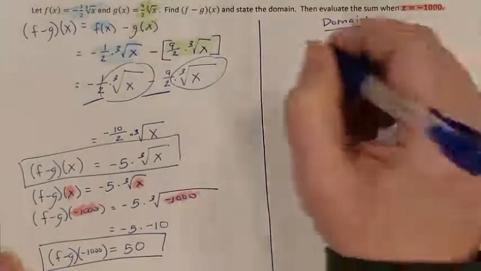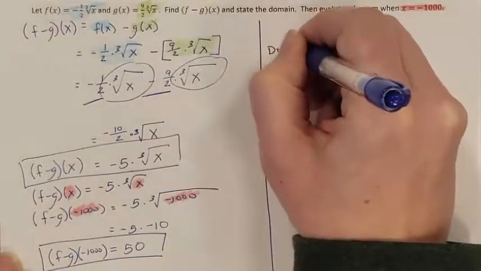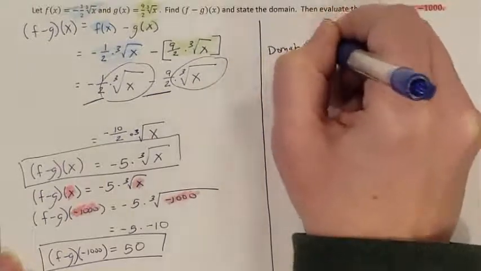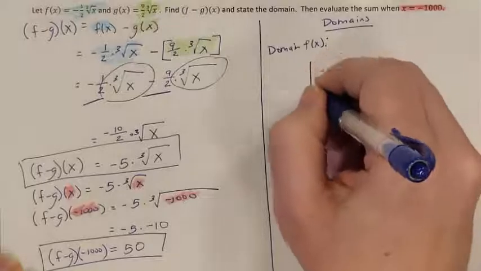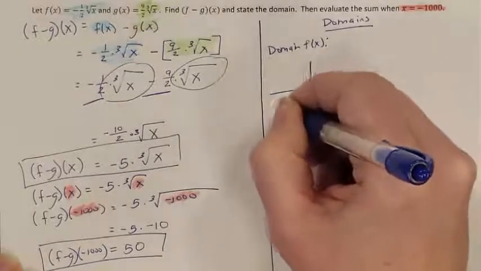Now let's go ahead and look at our domains. We need to find the domain of f of x. Looking at our problem, it's a third root. You will recall that the third root parent looks something like this.